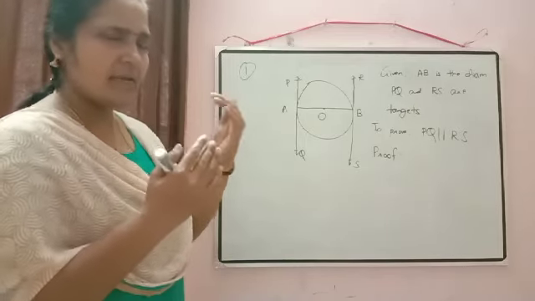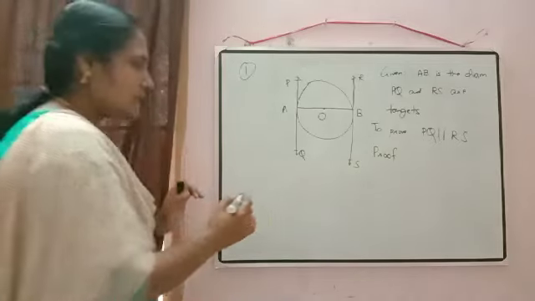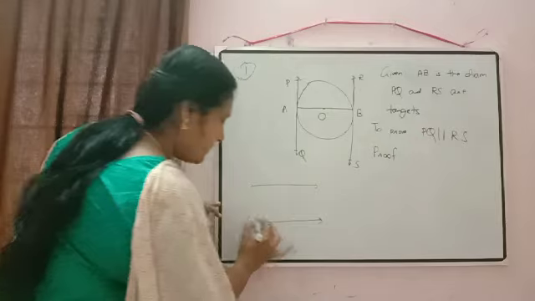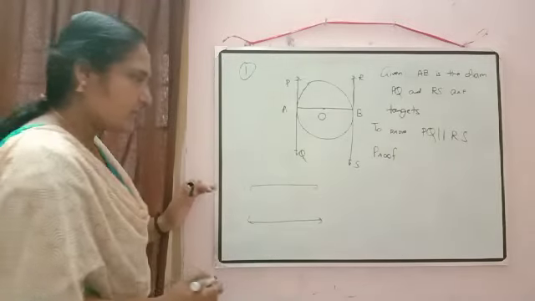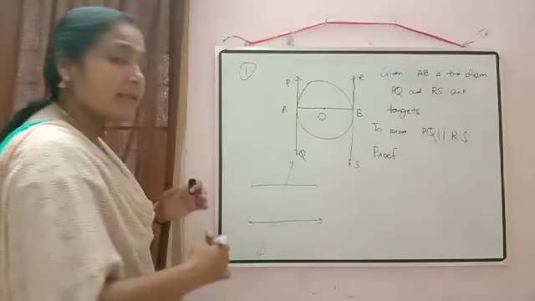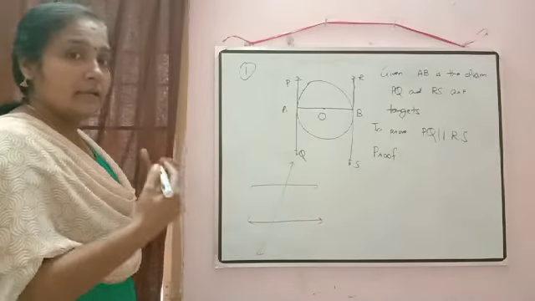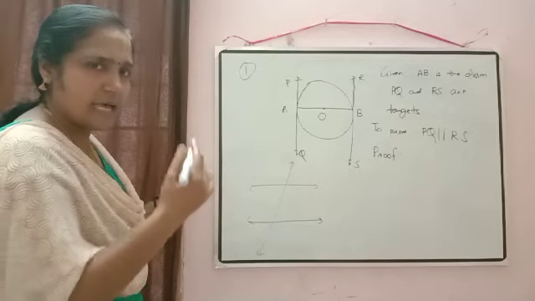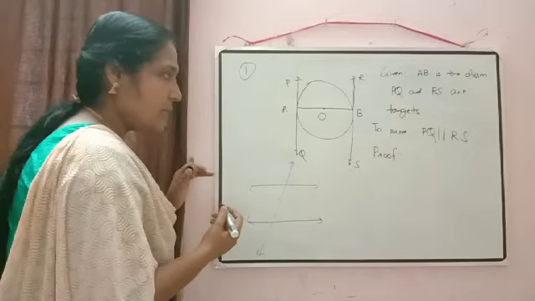So for that, we will revise the properties which we studied in 9th class about parallel lines. Suppose two lines are intersected by a transversal. What are the conditions to prove these two lines are parallel? First one is corresponding angles should be equal.